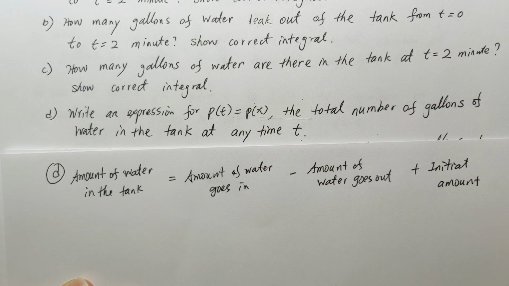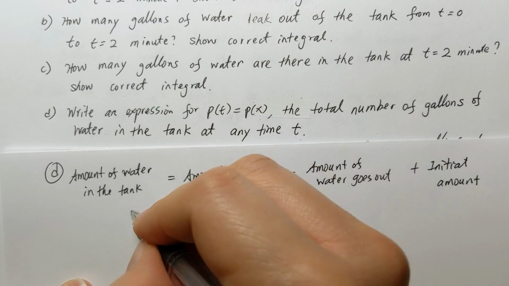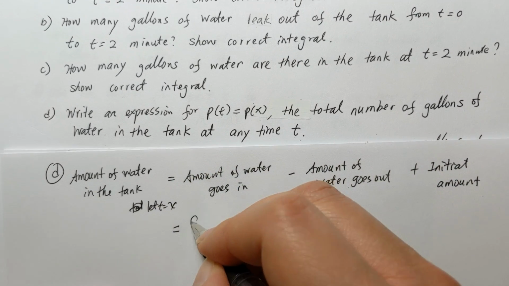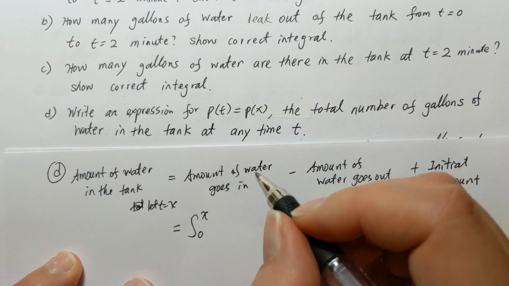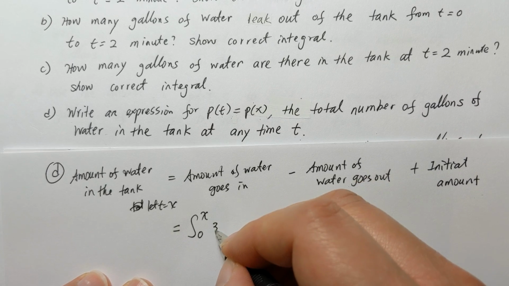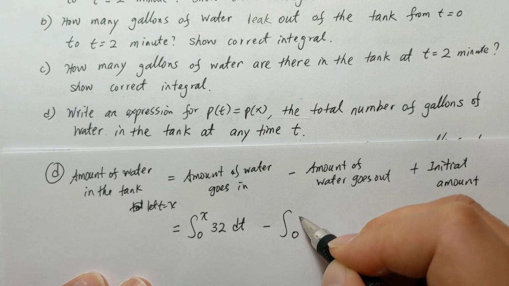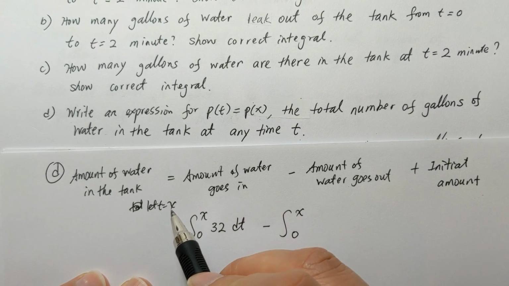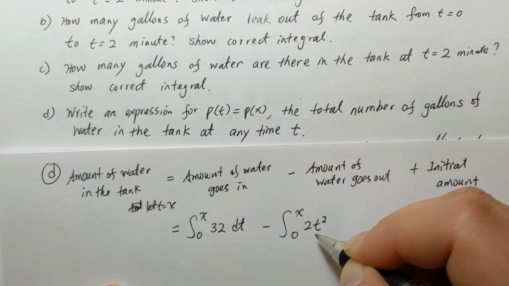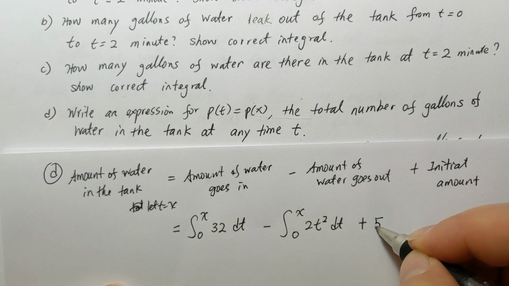So this time we don't have a time t equal 2, we say any time t. So we're going to let the time equal to x. So we get 0 to x, and then for the amount that goes in, we have to use the rate going in, which is 32. So we get 32 dt, and then minus 0 to x, because we want any time, and we have the rate that goes out, which is 2t squared. So we put 2t squared dt, and then the initial amount is going to be 500.